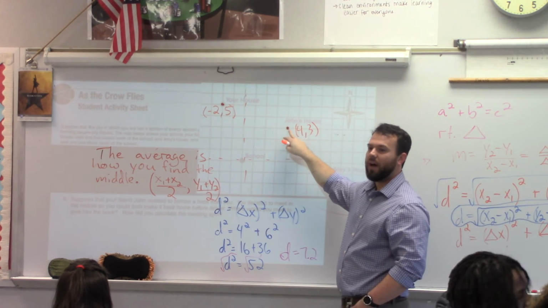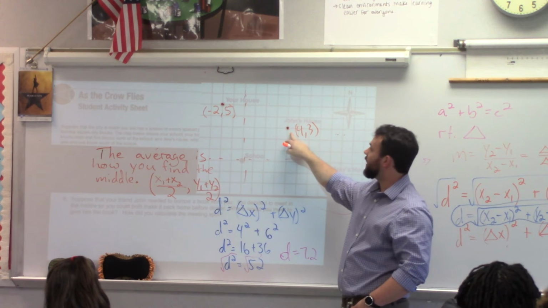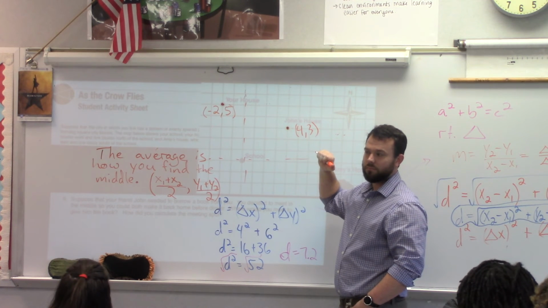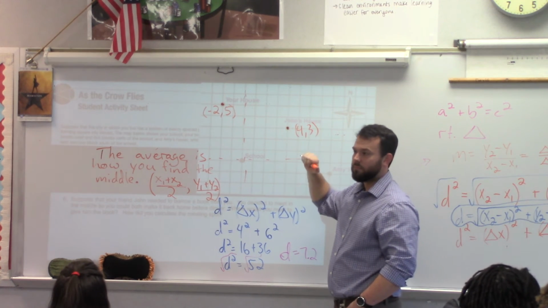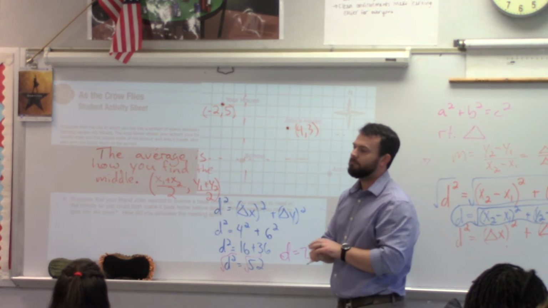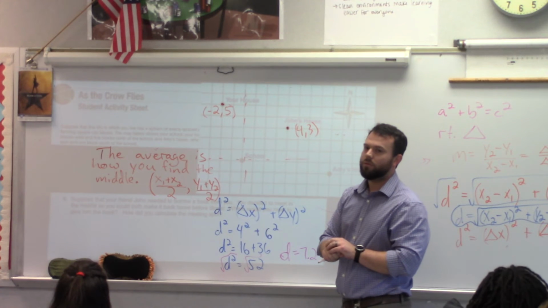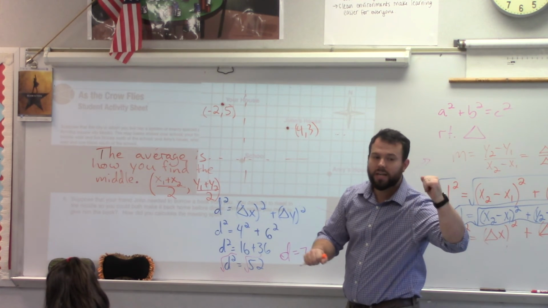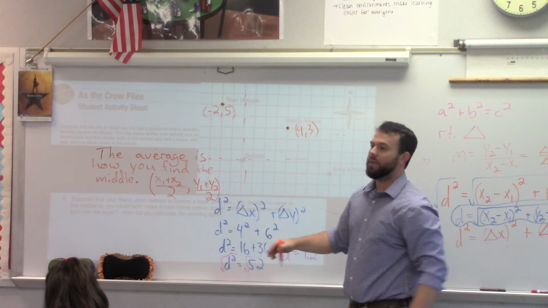If I want to find the x value of the midpoint, what am I going to do with the x values? Y'all, how are we going to find the middle? By getting the average. We need the average or the mean, not just randomly dividing. We are finding the mean.